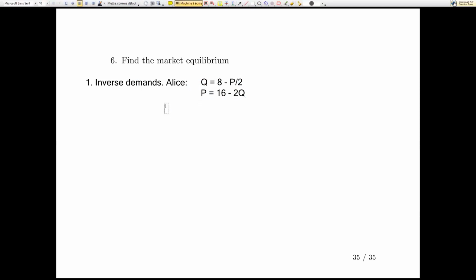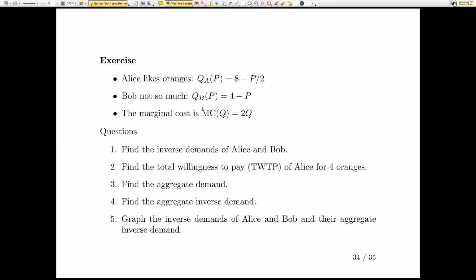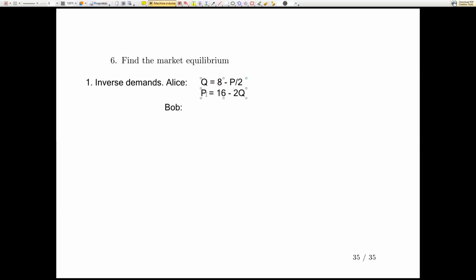Now let's do Bob. So Bob was Q equals 4 minus P. So the way I would express it is, by the way, if you move P and Q, then have Q plus 4 is P. So have P equals 4 minus Q. So that would be P equals 4 minus Q. Okay.